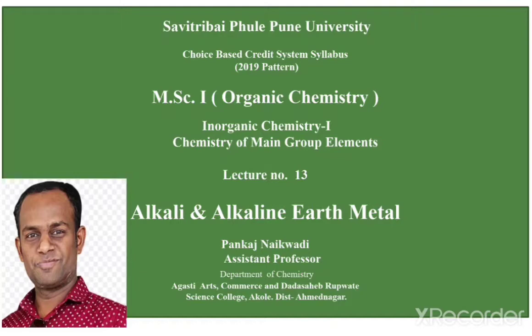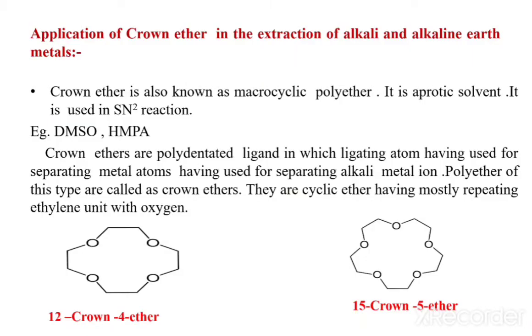Today we will start the remaining part of alkali and alkaline earth metals, that is, the application of crown ethers in the extraction of alkali and alkaline earth metals. The crown ether is also known as a macrocyclic polyether. Macrocyclic means large or big molecules.